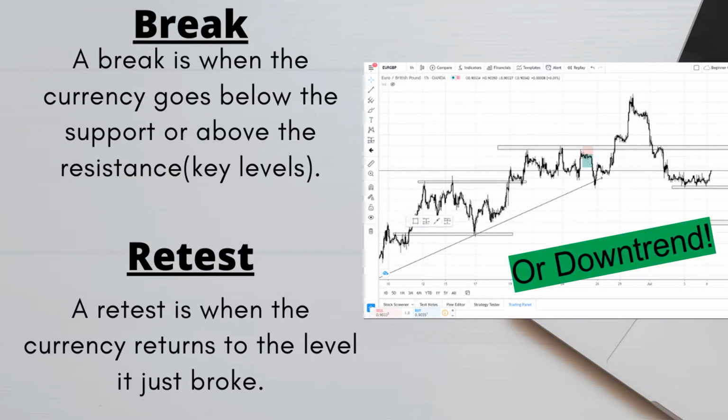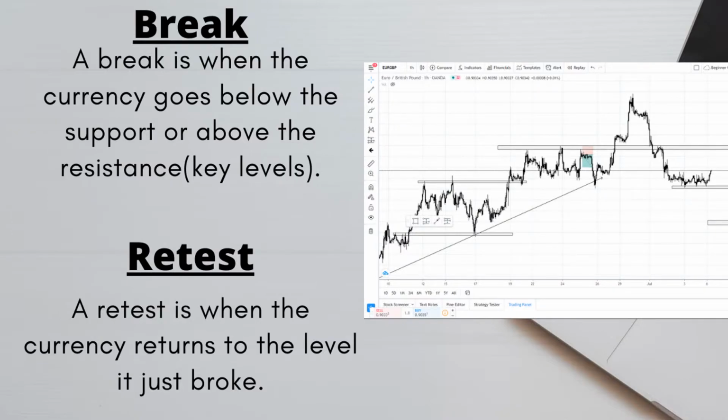And so a break is when the currency, so the candle, actually goes through a resistance or the support. And a retest is when, after it's gone past the resistance or the support, it later comes back to that level and tests it, and if it bounces, it continues its trend. Anyway, I'll show you guys what it looks like on a real chart, and then hopefully you guys can get onto trading.